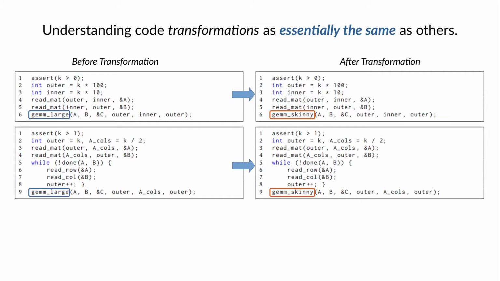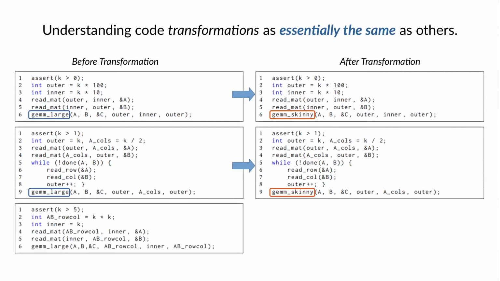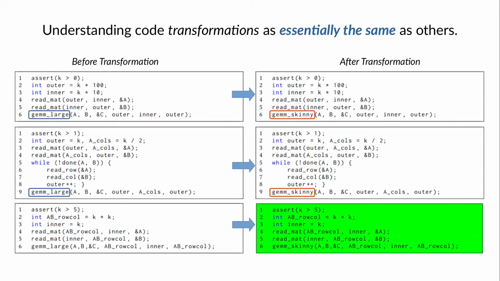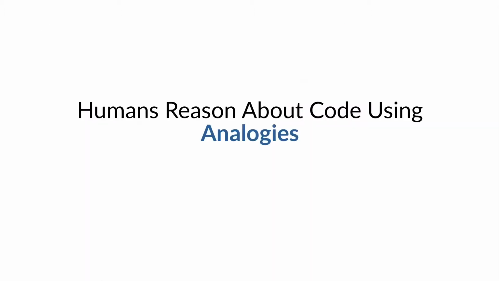We might also realize some similarities in the surrounding code, implying, for example, that we only want to do this when the arguments are of a certain size. Once this analogy is made and we have an understanding of the core transformation both of these are examples of, we can apply the transformation to a new piece of code, such as the one here, and infer what the optimized version using gemSkinny would look like. So what we've seen is that it's common for humans to reason about code using analogies. The question we ask is whether computers can do the same thing.